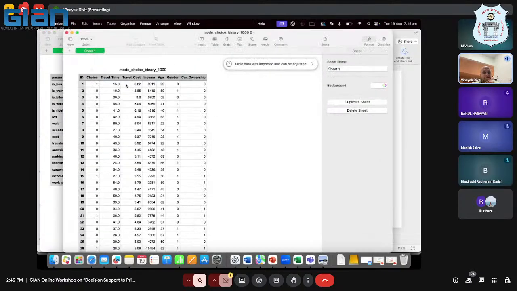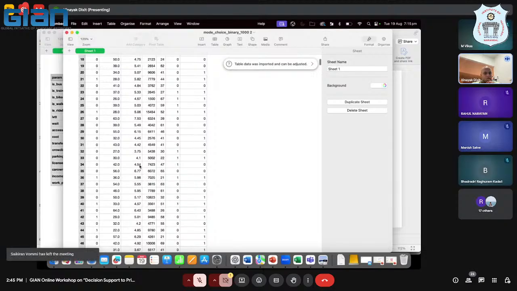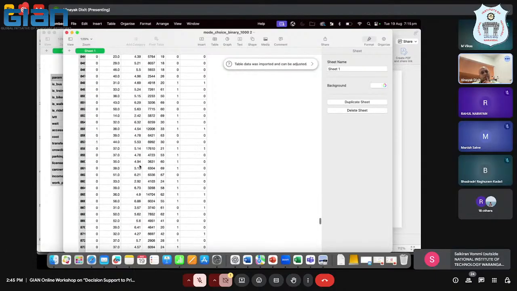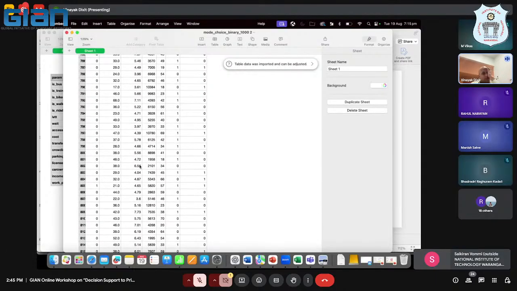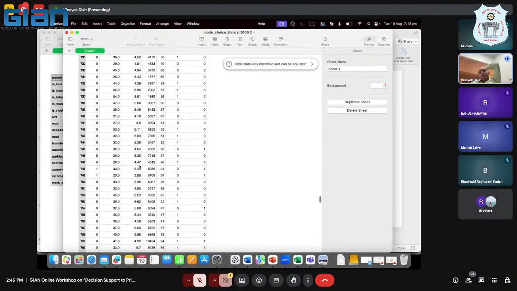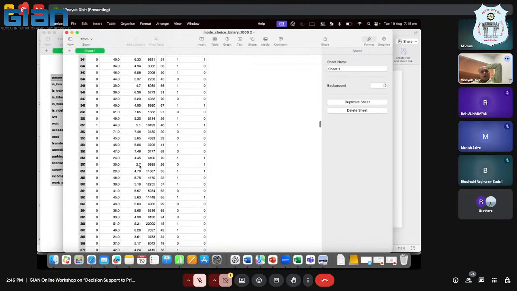So I'll open the data set. This is basically the data set, right? So it's gender, car ownership, and it goes on. There are 1,000 people I have observed. I have made up this data, but it's based on simulation. So I've prepared this data. Now I want you to prepare a logit model.